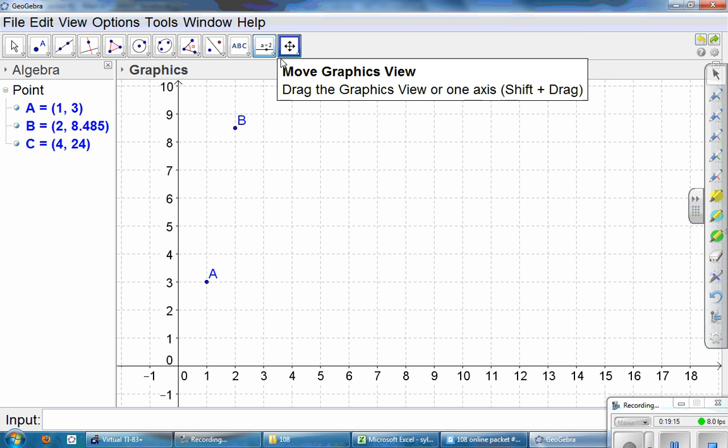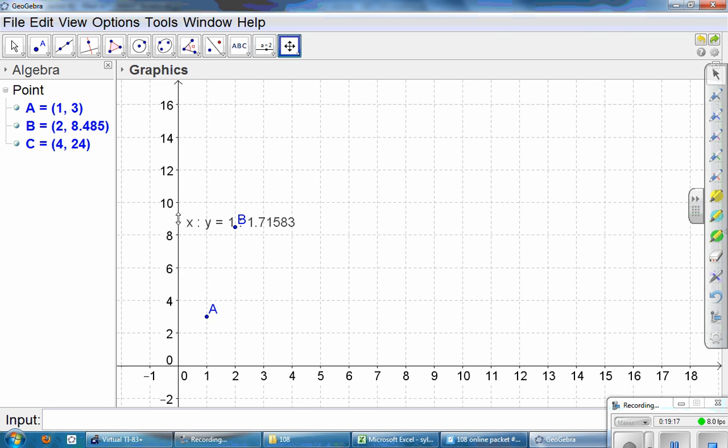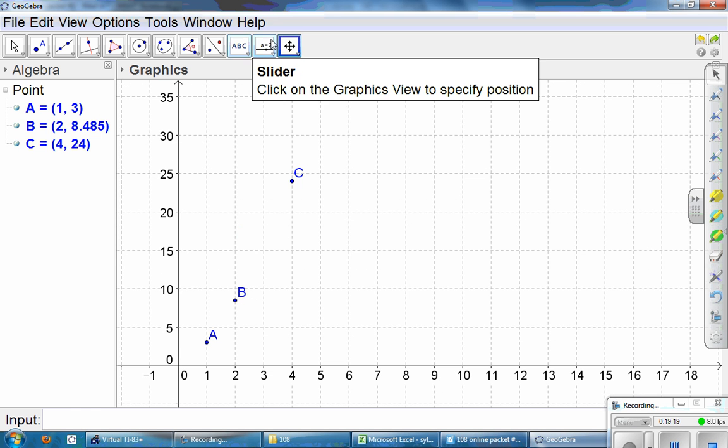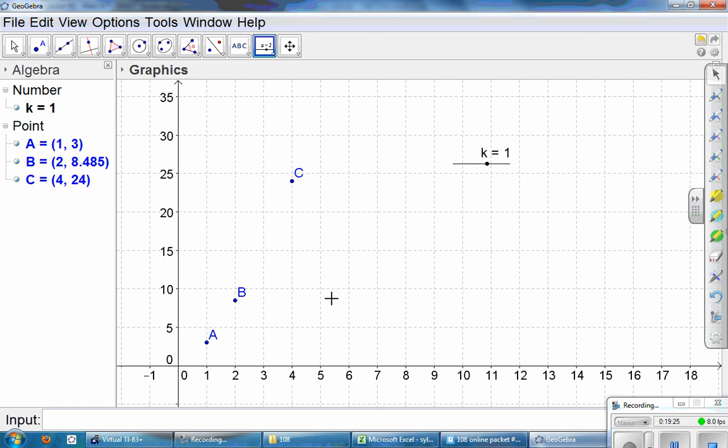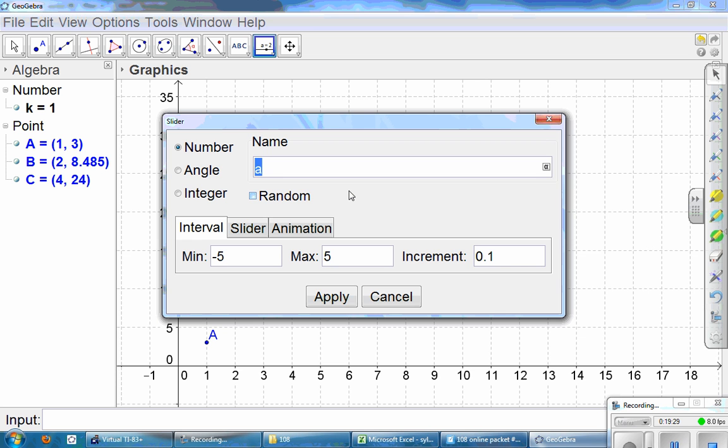Okay, so let's see if that point is still up there. There it is. Okay, so I'm going back to the slider, I'm clicking here, but I don't want it to be called A. I want it to be called K. So that's good there. And then again, that's still selected. So I'll just click anywhere in the blank space and I'll just type the letter P.